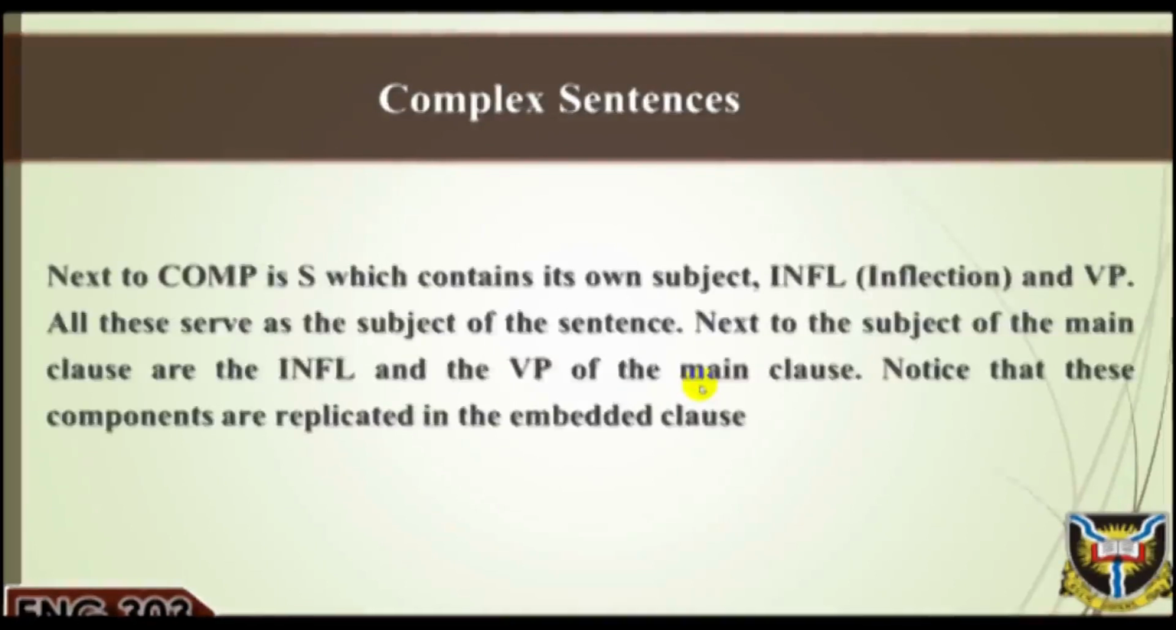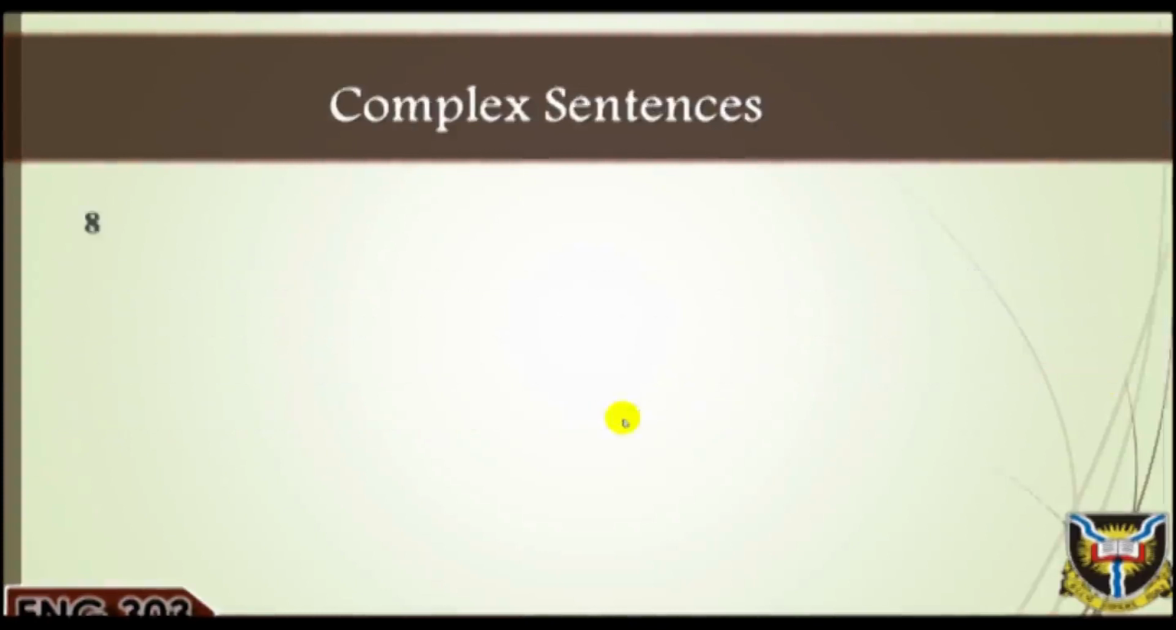Next to COMP is S, which contains its own subject, INFL, inflection, and VP. All these serve as the subject of the sentence. Next to the subject of the main clause are the INFL and the VP of the main clause. Notice that these components are replicated in the embedded clause.